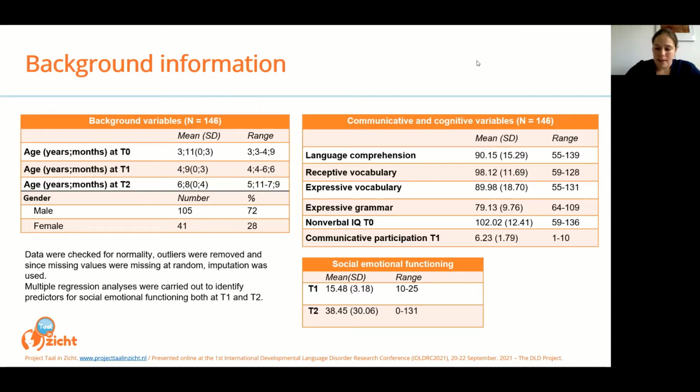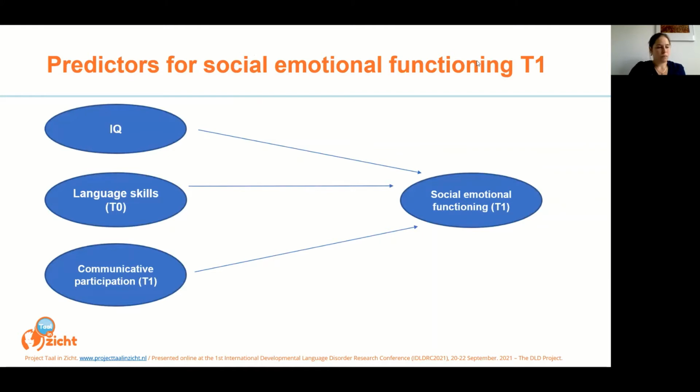So let's have a look at the regression analyses. What we did was we took social emotional functioning as an outcome measure, and we entered language measures and IQ and communicative participation as predictors into our model. So here's our model. And what we see happening here is that when we look at whether IQ predicts any of the variance in social emotional functioning at T1, it actually doesn't. So it doesn't do anything.